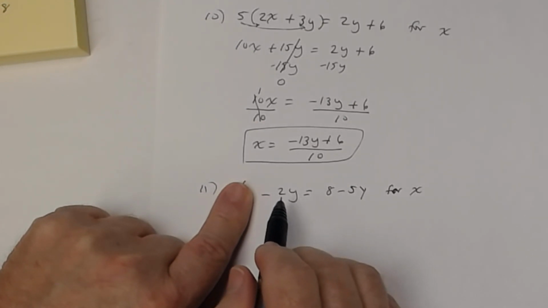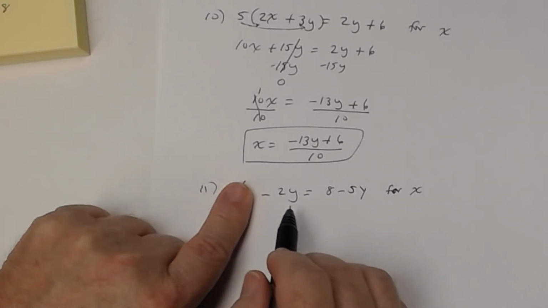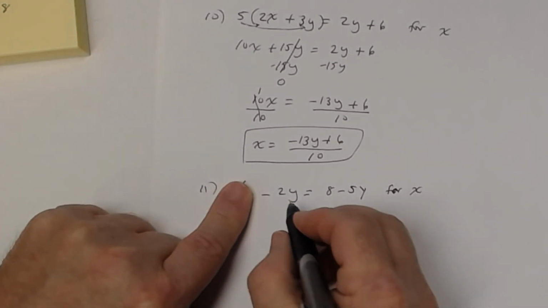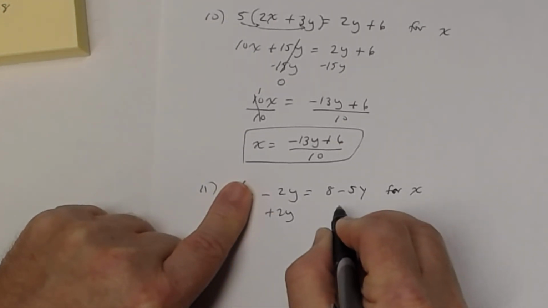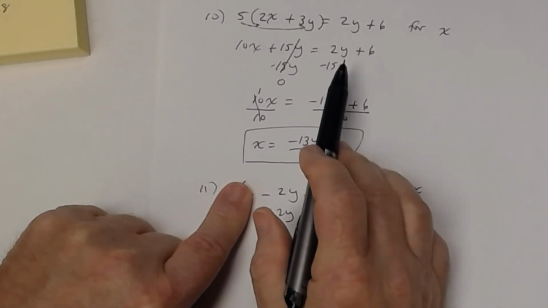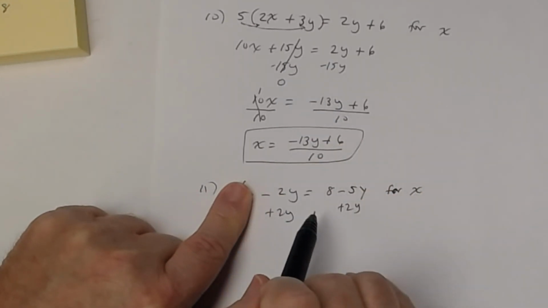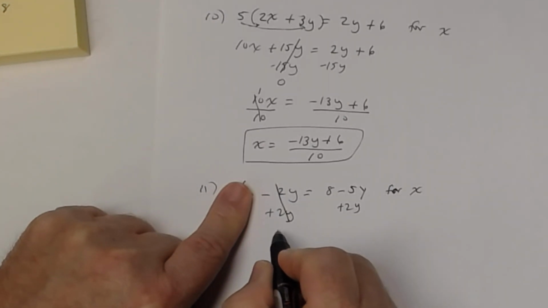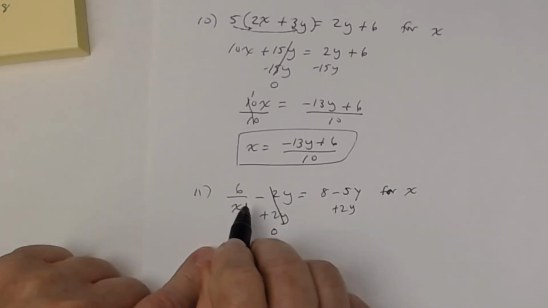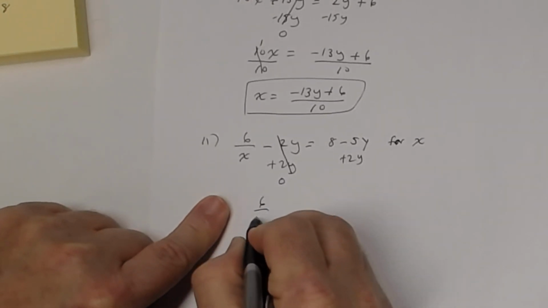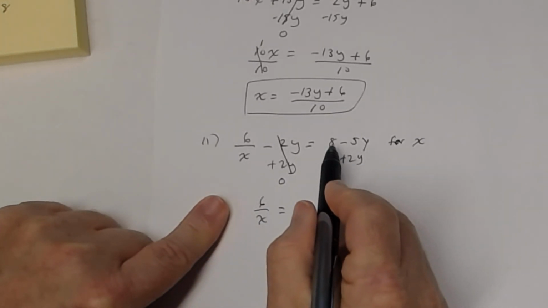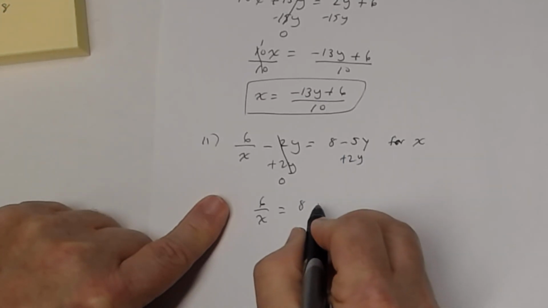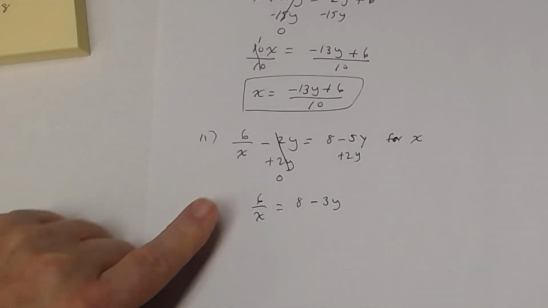So at that point, let's bring this 2y to the other side, meaning that the opposite of subtracting 2y is to add 2y to both sides. Just like I did in the previous one, where I align my like terms, I'm going to do the same thing here. Combining like terms, a negative 2y and a positive 2y is 0. So I get 6 divided by x is equal to 8, and a negative 5y plus 2y is a negative 3y. So that's where I'm at.